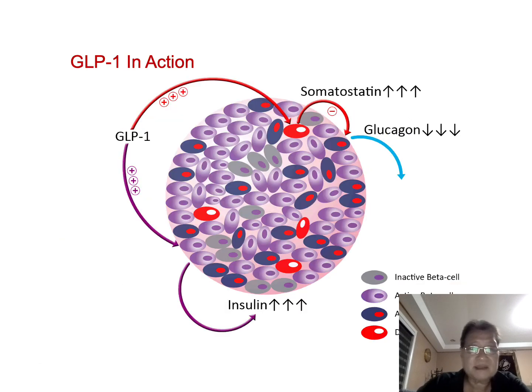To better understand that, here's the cartoon. When GLP-1 is released, GLP-1 stimulates the beta cell to secrete insulin. GLP-1 also stimulates somatostatin at the same time, stimulating delta cells and increasing the level of somatostatin, and somatostatin inhibits the alpha cell, thereby reducing the glucagon level.